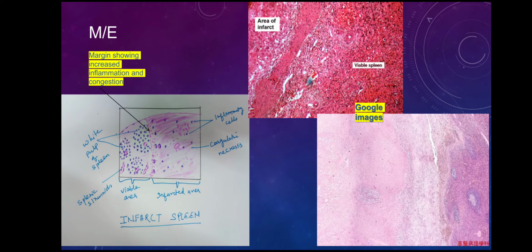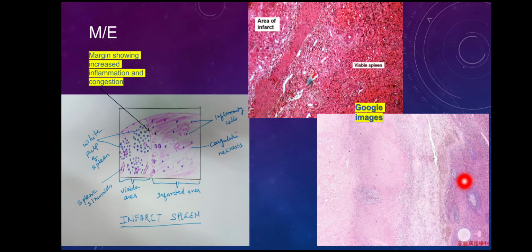Now these are again the microscopic images. In these images, you can see this is the area of infarct, and this is the viable area. In this image, this is the area of infarct, which is very light pink in color, and you will see very few blue areas here.